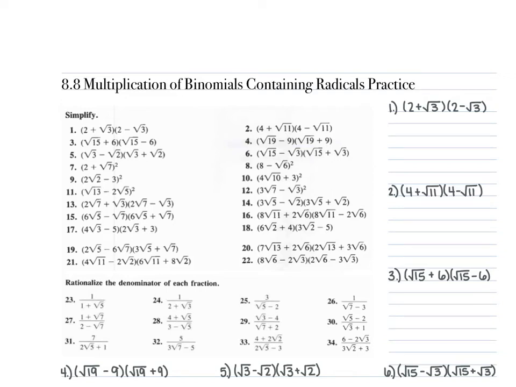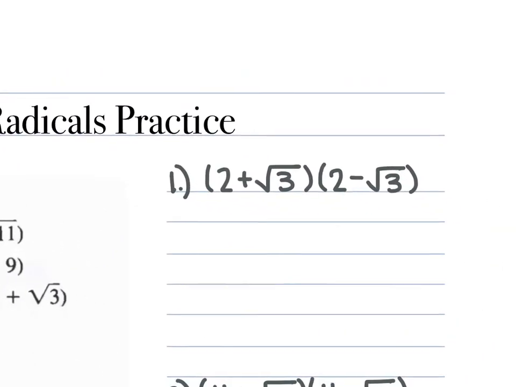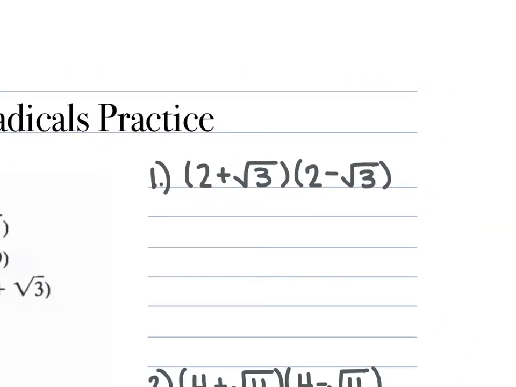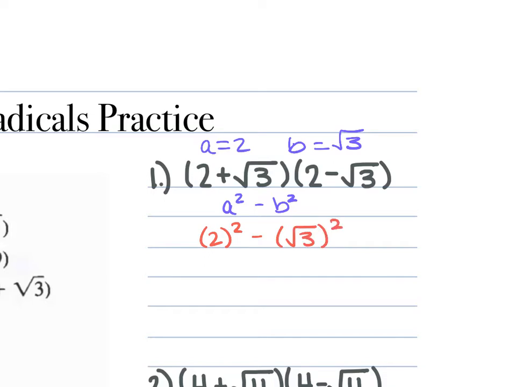Binomials containing radicals practice solutions. So if we look at example 1, we have 2 plus the square root of 3 times 2 minus the square root of 3. This is a difference of squares here, so we can use that a squared minus b squared. Your a would be 2, your b would be the square root of 3. So this is going to give us 2 squared minus the square root of 3 squared. The 2 squared is 4, the square root of 3 squared is 3, so 4 minus 3 is 1.